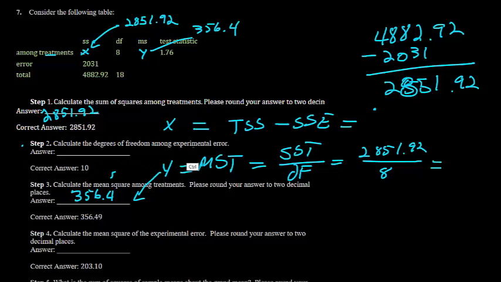Calculate the degrees of freedom among the experimental error. Well, that's easy. We're going to go up and down with this one. 18 is the total degrees of freedom. 8 of them go to treatments. So this guy has to be 10. 18 minus 8 equals 10.